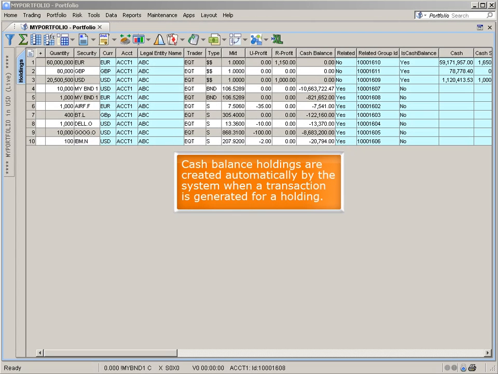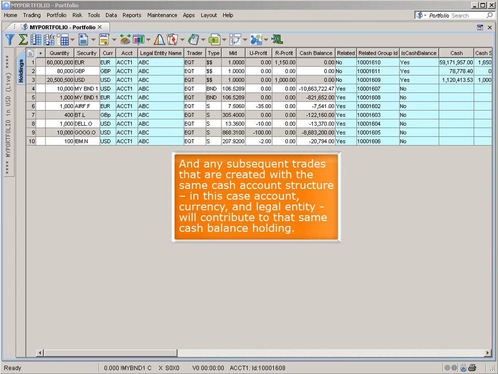Cash balance holdings are created automatically by the system when a transaction is generated for a holding, and any subsequent trades that are created with the same cash account structure, in this case, account, currency, and legal entity, will contribute to that same cash balance holding.